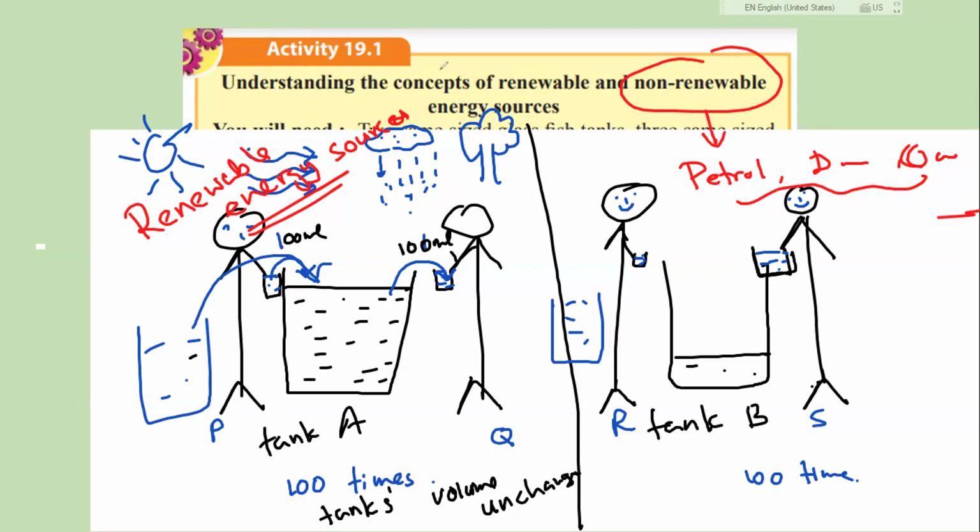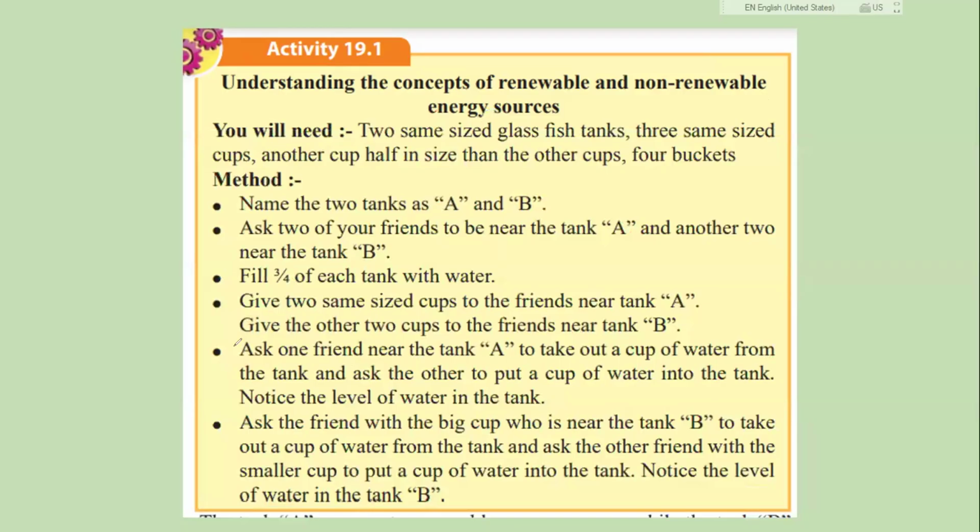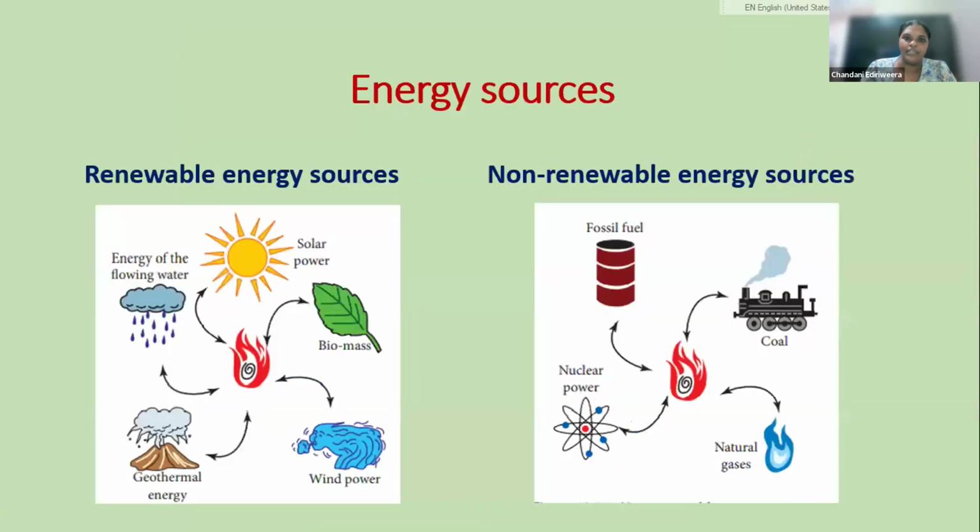Madam, is pure water a non-renewable energy source? Flowing water, no. Pure water means the water cycle is there, no? Okay, madam. When we are getting the water cycle, we know that we can get it, no? Yes, madam. Thank you. Then I think this activity is explaining what we discussed.